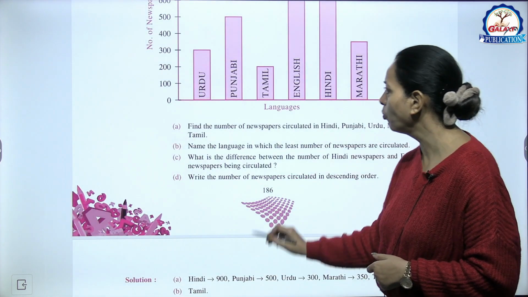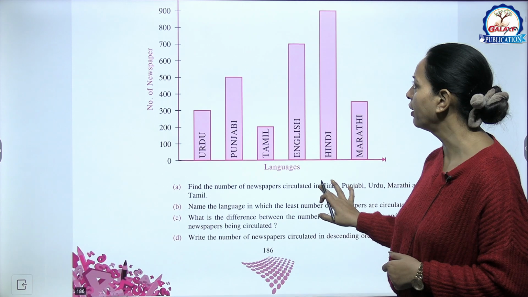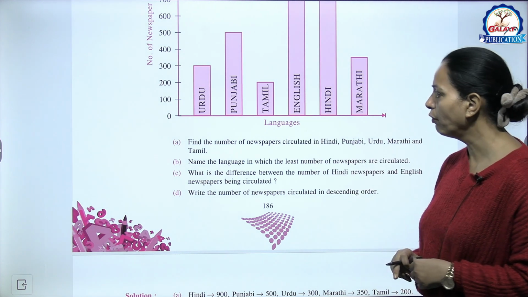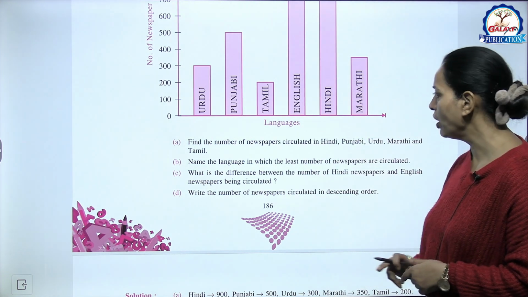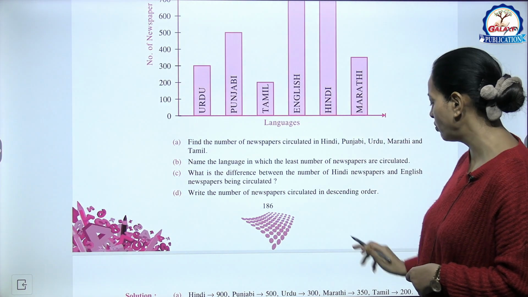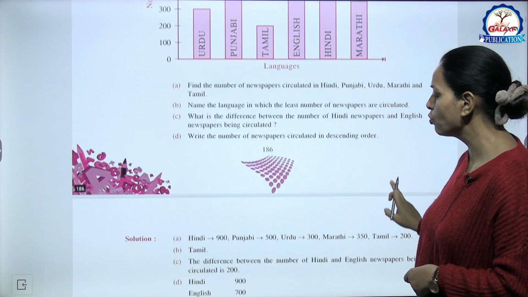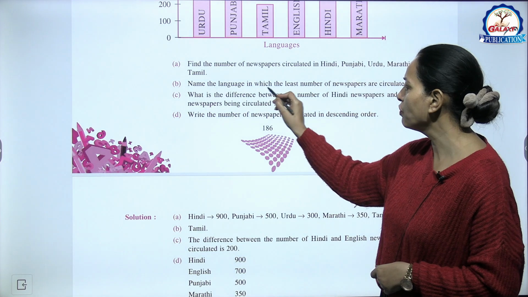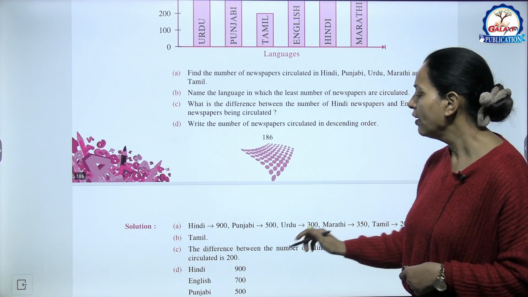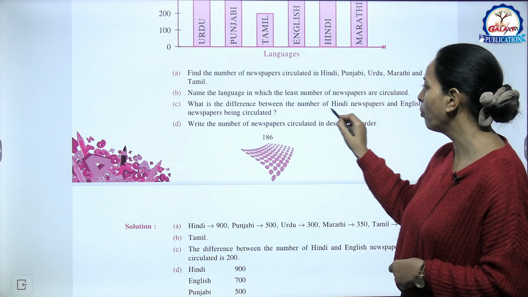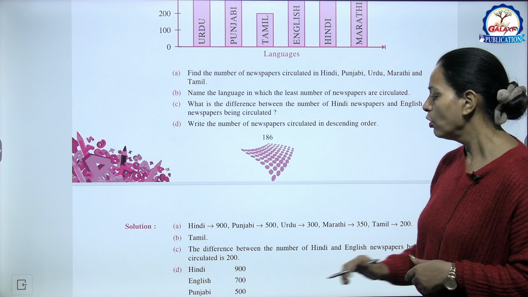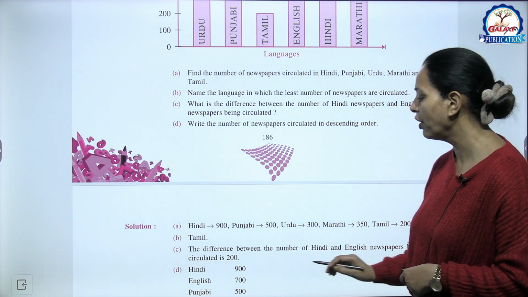So in Hindi, see how many? Hindi 900. Okay, so Hindi 900, Punjabi that is 500, then Urdu that is 300, Marathi is between 300 and 400, this is 350, and Tamil is 200. Okay, now name the language in which the least number of newspapers are circulated, that is Tamil. Okay, then the C part, what is the difference between the number of Hindi newspapers and English newspapers being circulated? Hindi 900, English 700.